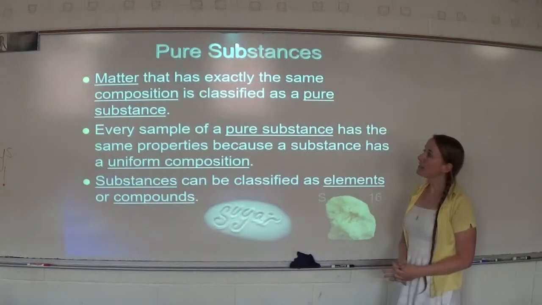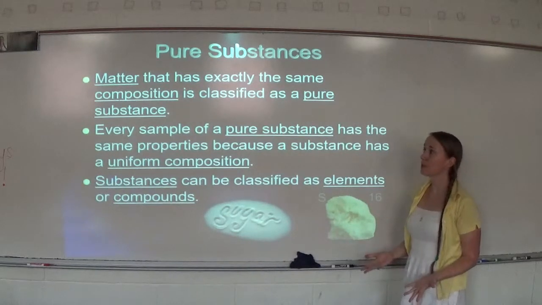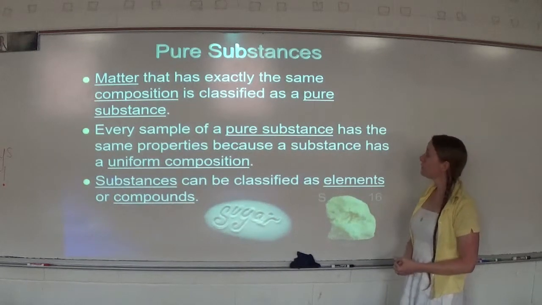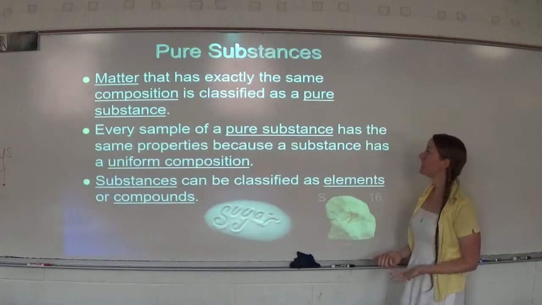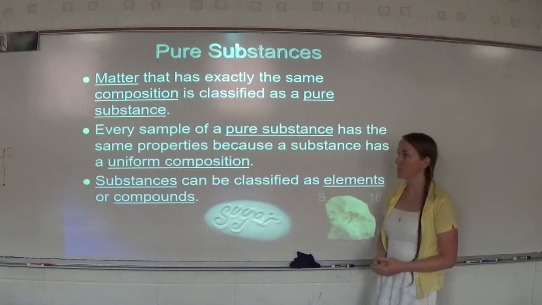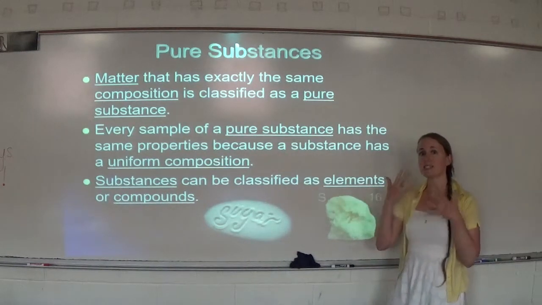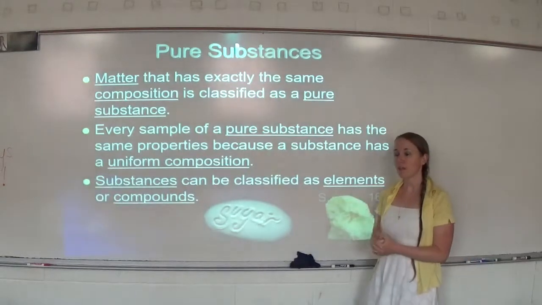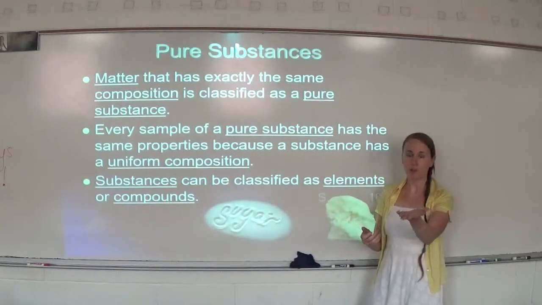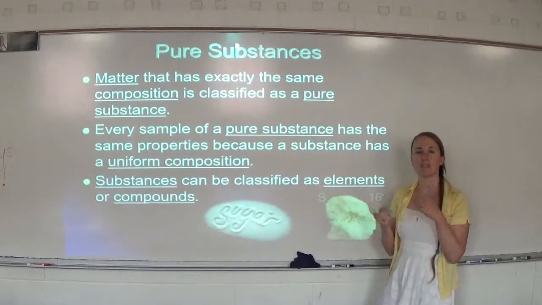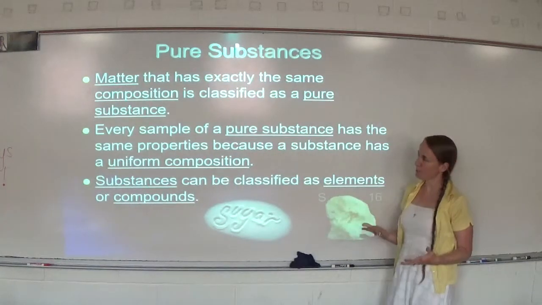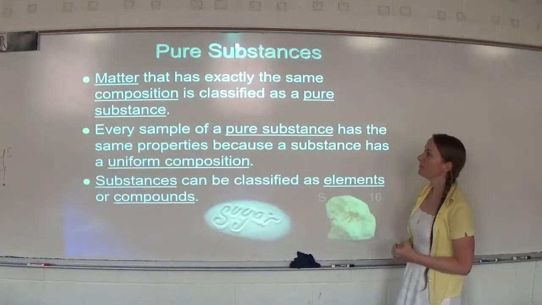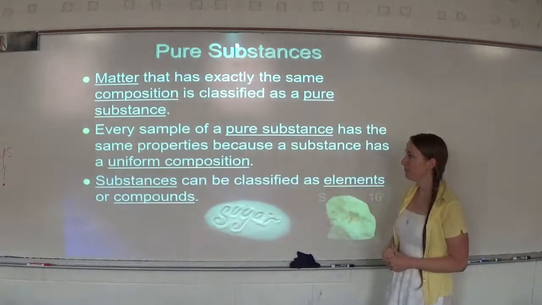Matter that has exactly the same composition is classified as a pure substance. Every sample of a pure substance has the same properties because a substance has a uniform composition. So since a substance is the same throughout, it doesn't matter. If I have pure gold and you have pure gold, our gold is going to be the same. It's going to have the same melting point. It's going to have the same properties because they're both pure gold. They have the uniform composition.